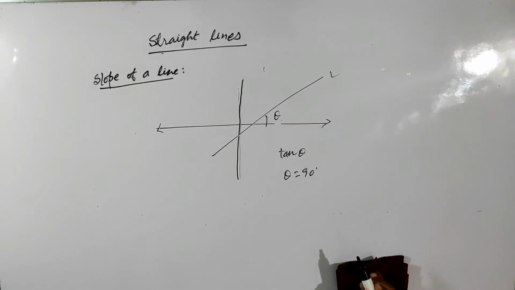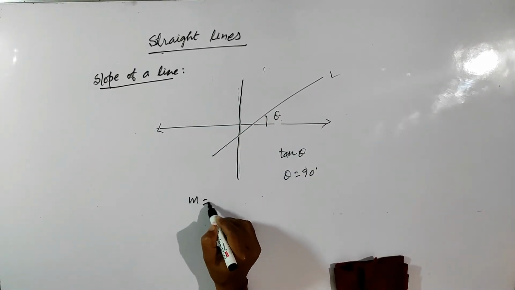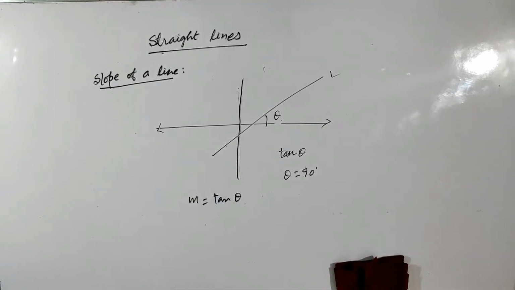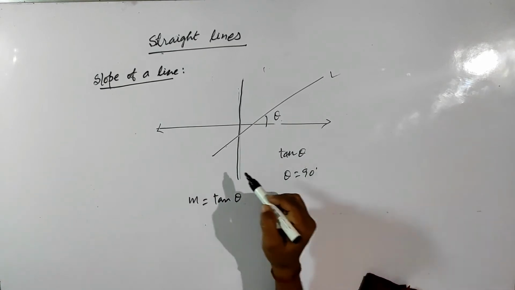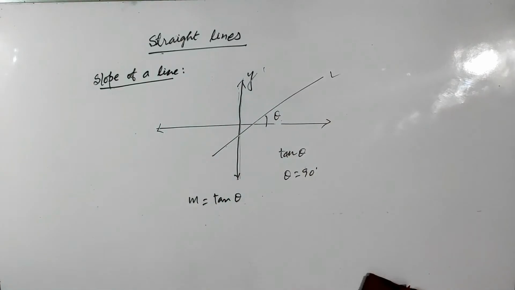The slope of a line is denoted by m. You can write m equal to tan theta, so m defines the slope. The slope of the x-axis is 0 and the slope of the y-axis is not defined.